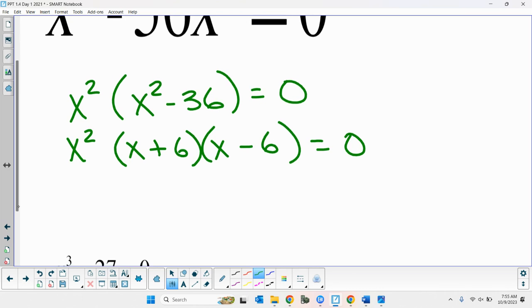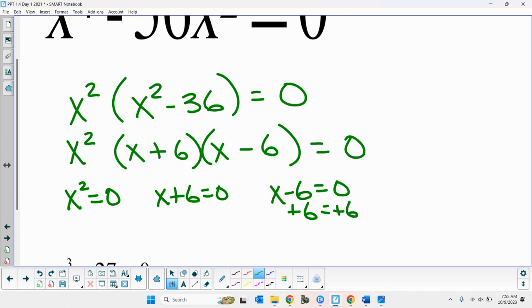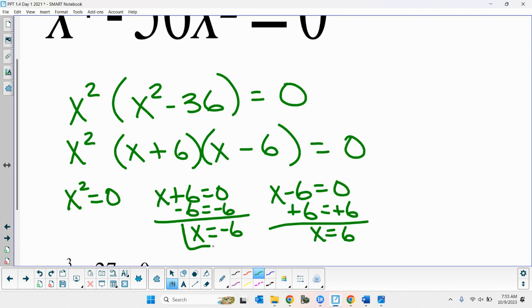So then I set them equal to 0. So x squared equals 0. X plus 6 equals 0. And x minus 6 equals 0. And then I'm going to add 6 here. And get x is 6. Here I'm going to subtract 6. And get x is negative 6. Then here I'm going to square root, because it's an x squared. So x equals plus or minus.